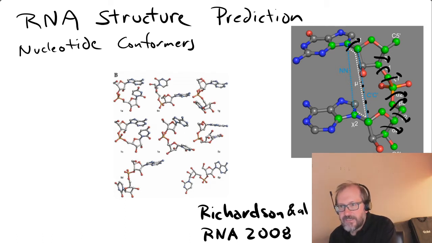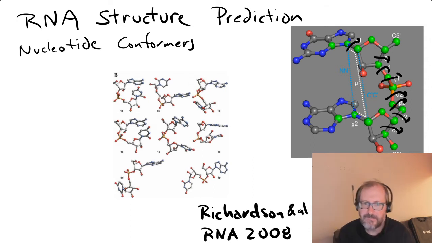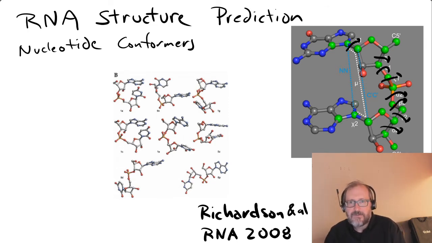And as it turns out, if you use the Leontis and Westhof base pairs and the nucleotide conformers together, you can get really good recapitulation of your 3D structure.